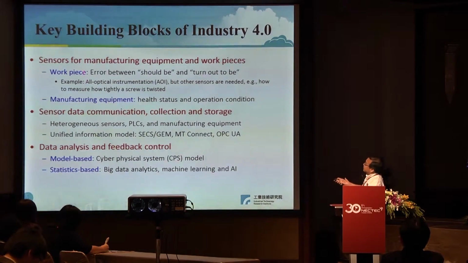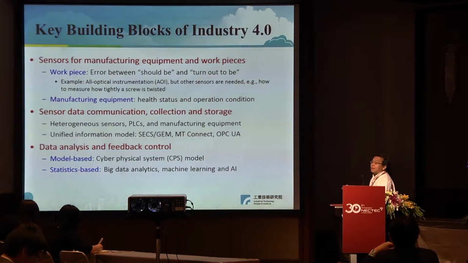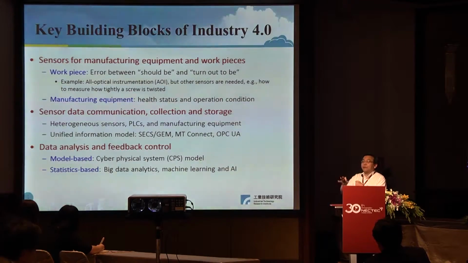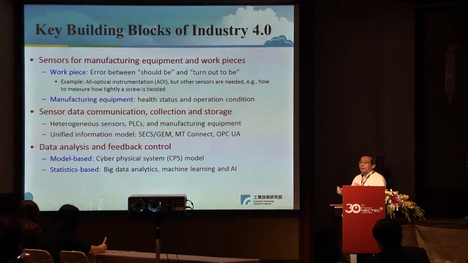And then once we have these sensors, of course, we need to communicate the data back, collect it, and store it in some form. And then finally, we have to do some data analysis, and based on the results of the analysis, we'll do something to the manufacturing process. Now, when we do analysis, there are actually 2 types of analysis we can do. One is that if we already have a very clear idea of the manufacturing process, we know exactly the physics and math involved in this manufacturing process.